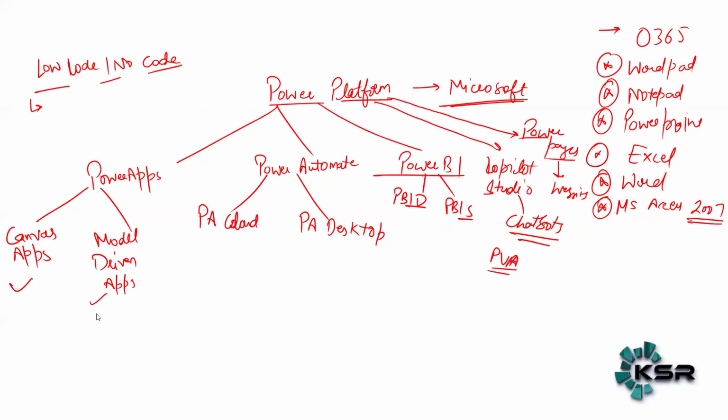Power Automate Cloud is the automation solution provided by Microsoft in Power Platform. With the help of Power Automate Cloud, you will be able to create automations with which you can automate redundant tasks.